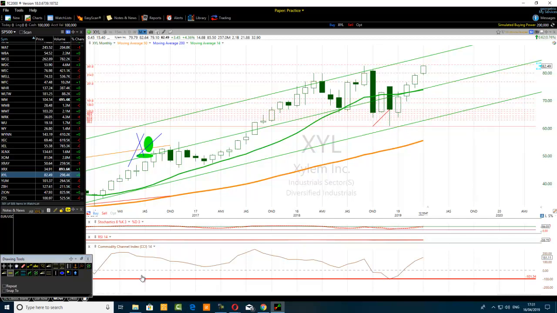Have I done it correctly? Hold on, please. Okay, doesn't matter. All right, the 50% Fibonacci retracement is this one here. Of that tail, right there.